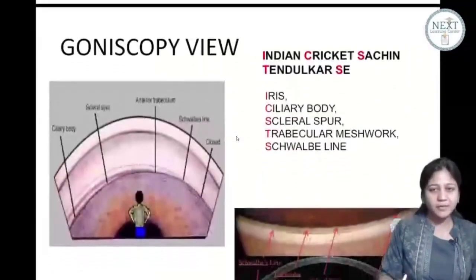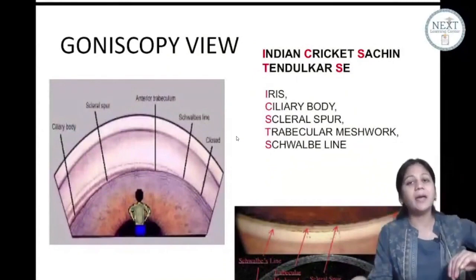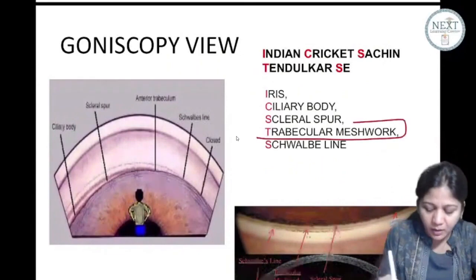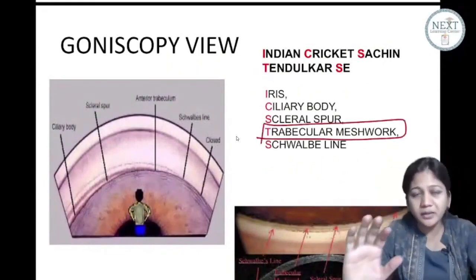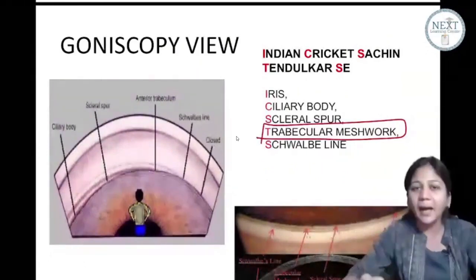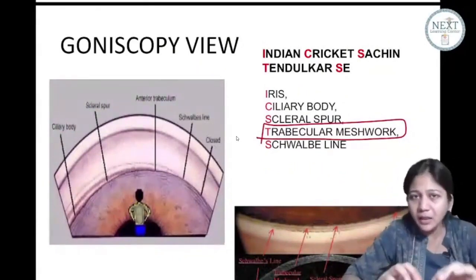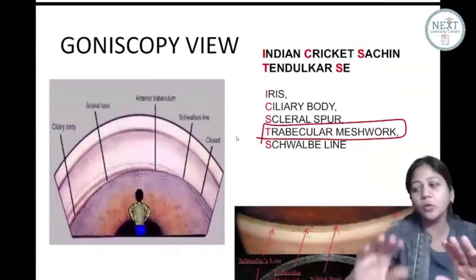Now please see everyone. This is very, very basic. I told you that there are 5 structures in the angle. One important structure is trabecular meshwork. Do you remember? You need not learn the different names, but only understand that trabecular meshwork is one such structure, and each structure is represented by an individual line on gonioscopy.